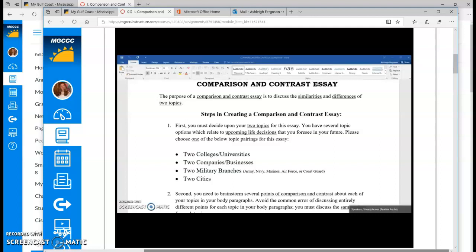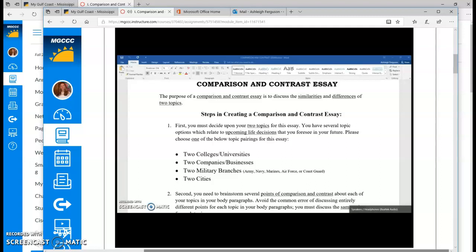Now, as far as what I mean by you're going to have to discuss points. When you select your 2 topics, let's say you're going to discuss 2 colleges or universities. You probably have 2 colleges or universities you're debating between right now. Maybe you're considering transferring from Mississippi Gulf Coast Community College to a university, but you're not sure which one at this point. Find 2 colleges. It doesn't matter what they are. It can be in-state, out-of-state.